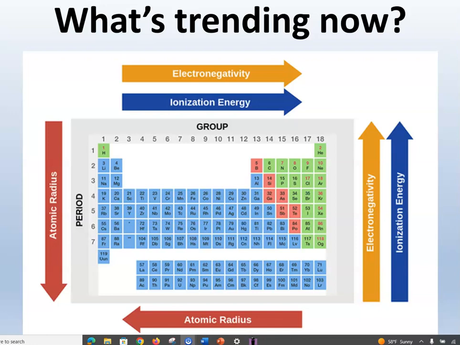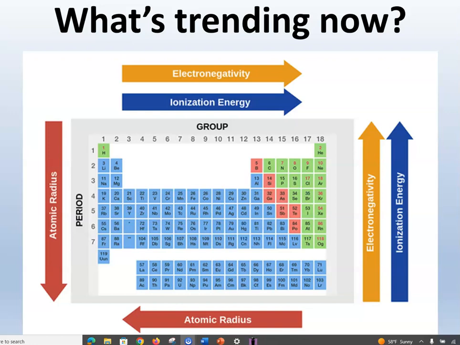Going to begin talking about trends on the periodic table. And the three trends that we're going to look at are going to be atomic radius, ionization energy, and electronegativity. A trend is really just a pattern. This video will cover atomic radius.